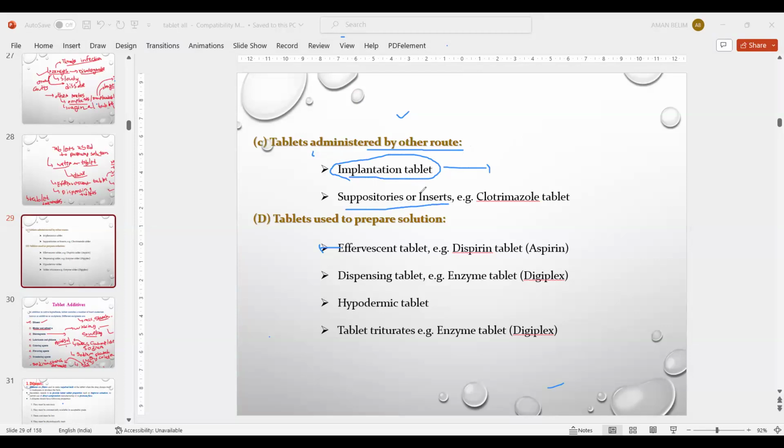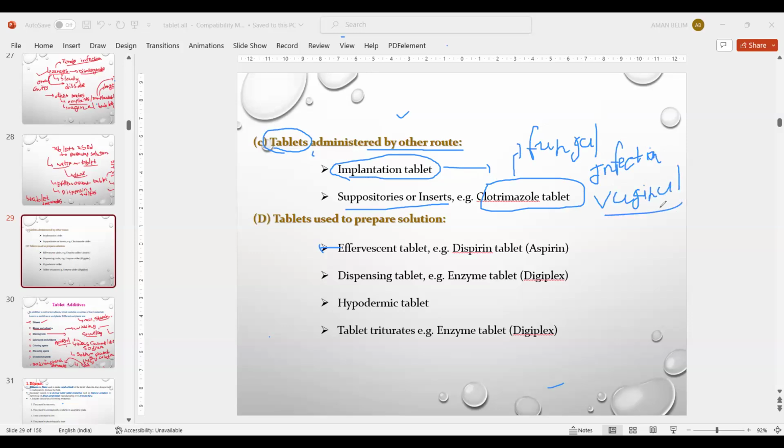And the suppository or insert are also covered under the types of tablet, okay, clotrimazole tablet. This clotrimazole tube is also available, and tablets are also coming specifically for the fungal infection in the vagina, okay. This is the drug of choice for vaginal fungal infection. Clotrimazole tube is also used, and suppository type tablets are also used.